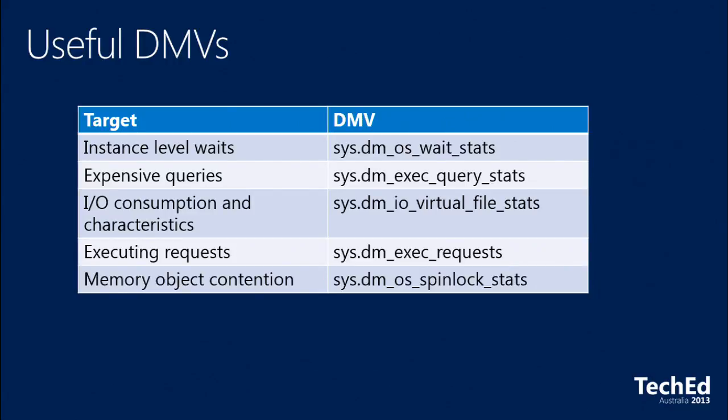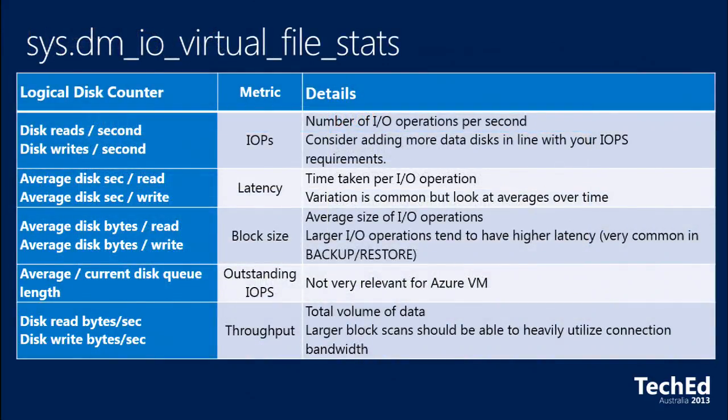SysDM IO Virtual File Stats allows you to get good access to each file in SQL Server and see how that's responding. Exec requests gives you details of each request that's currently executing. It has hash values in there that you can use to drill back and find which piece of SQL text is executing and what the query plan is associated with that. Getting used to working with those DMVs is a good thing. For object contention, SysDM OS Spinlock stats. But IO Virtual File Stats is probably the most useful when working with IO.